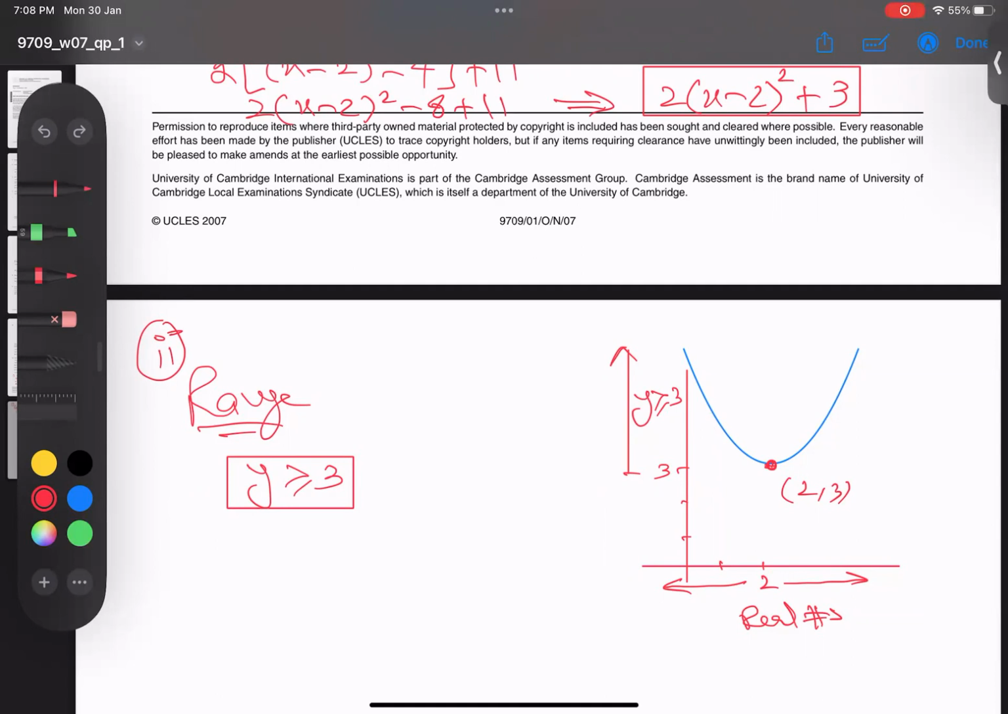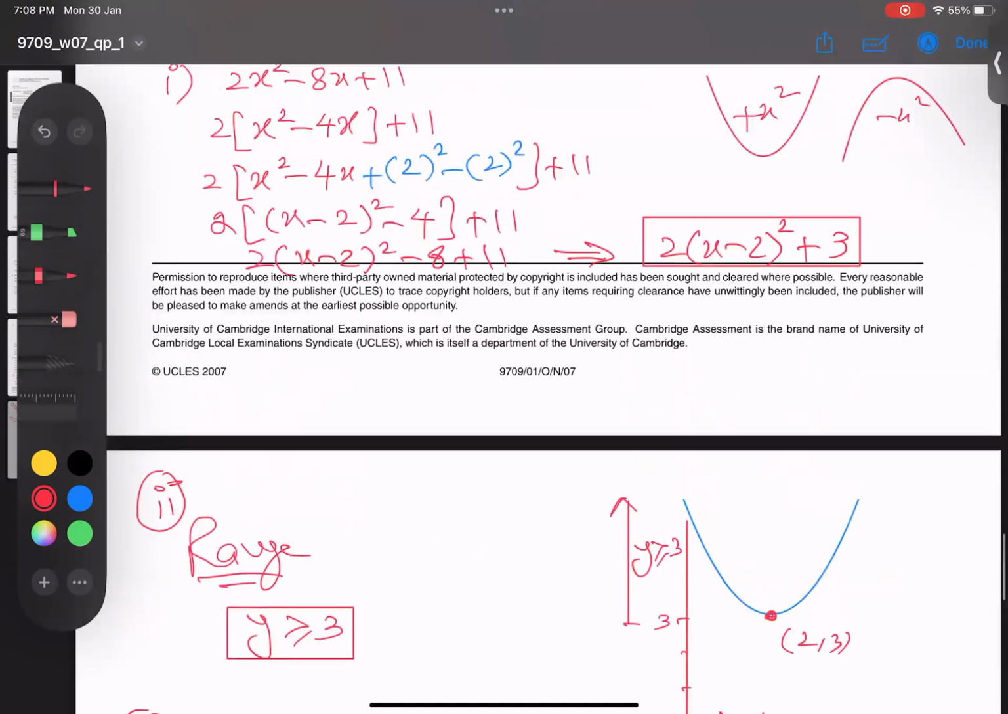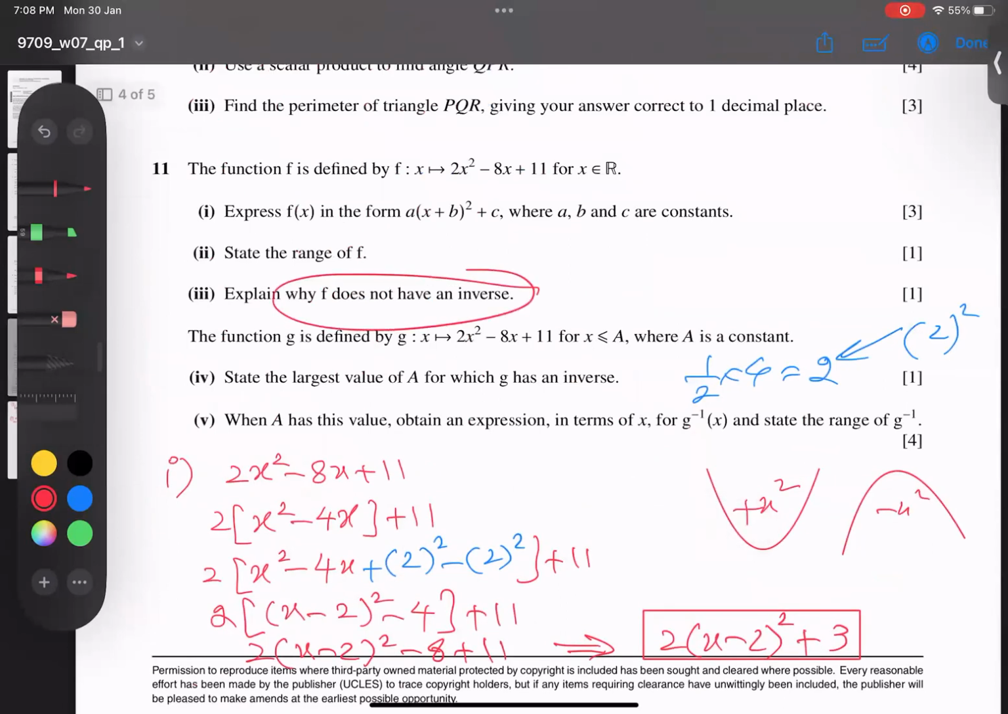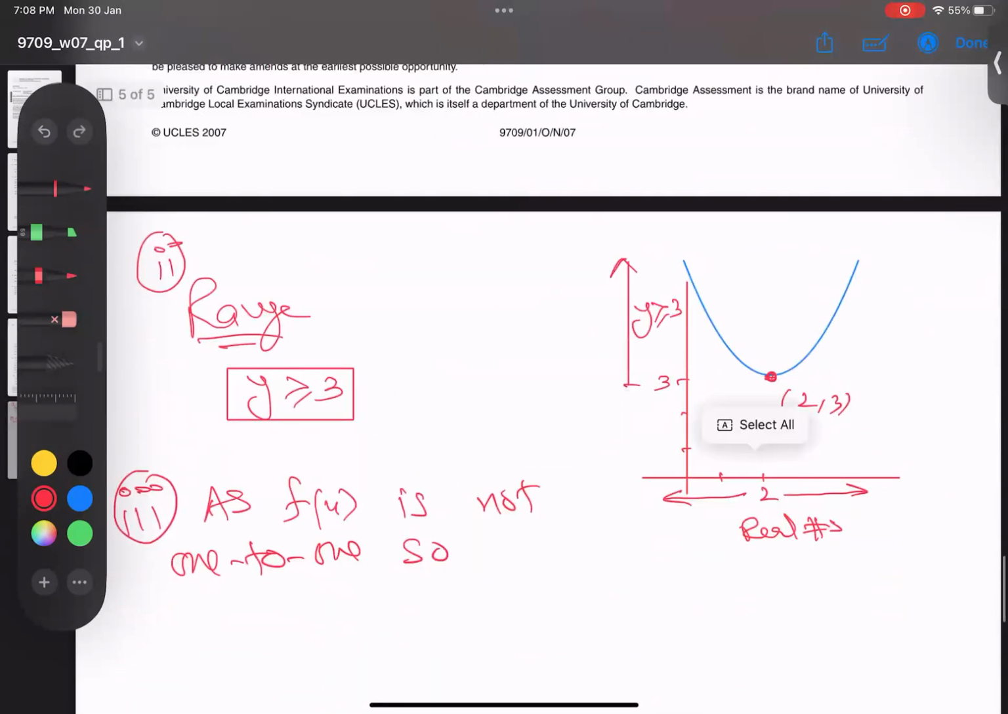How to write the answer for it? As f of x, our function is not one-to-one. So it is asking why the inverse does not exist. So the inverse does not exist. Okay, so I hope you got the point.